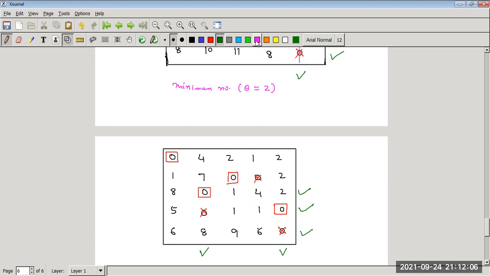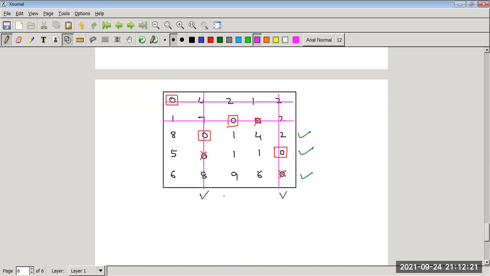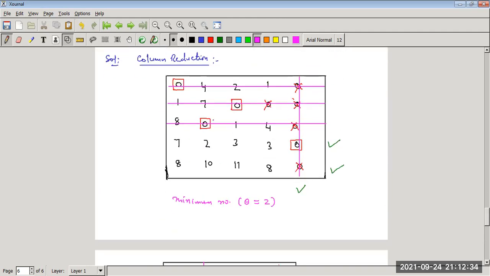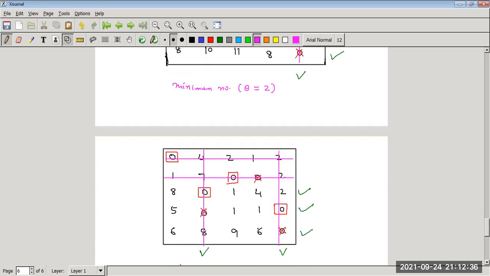Now what we do? We draw the line through the unticked row and the ticked column. So what you observe, it will cover all the zeros. Again, now we have to find the minimum number through which no line has passed. So the minimum, theta, is equal to 1. Now we reduce the cost matrix. So this number is basically, this number is 4.